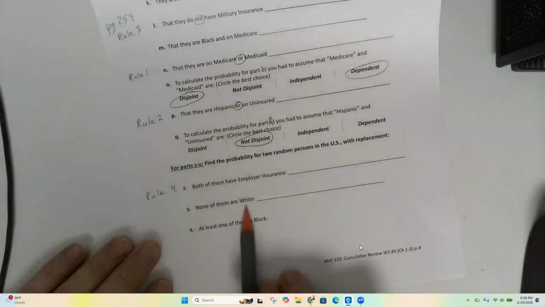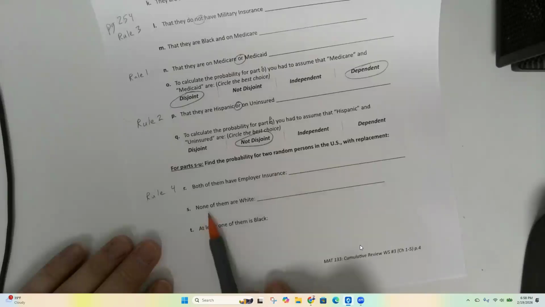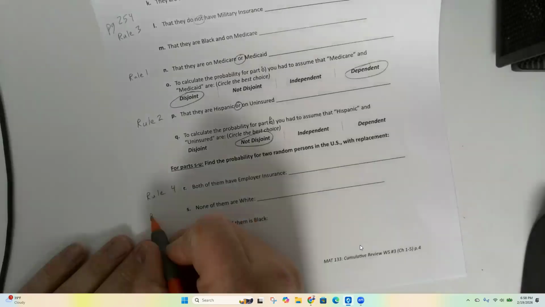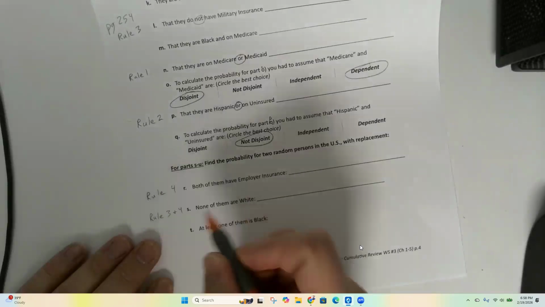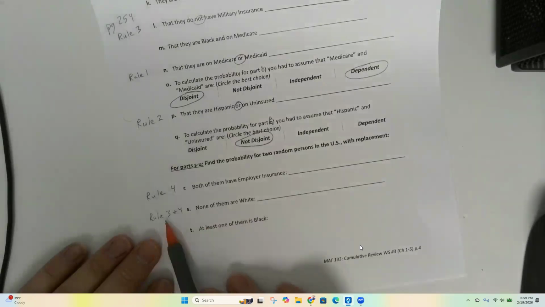None of them are white. Find the probability that two people, I guess I should say neither of them are white. This is actually rule three and four. First calculate the probability that one person is not white. The word not, that's rule three: one minus the probability they are white. Then you'll need to multiply that number by itself, so that'll be rule number four.